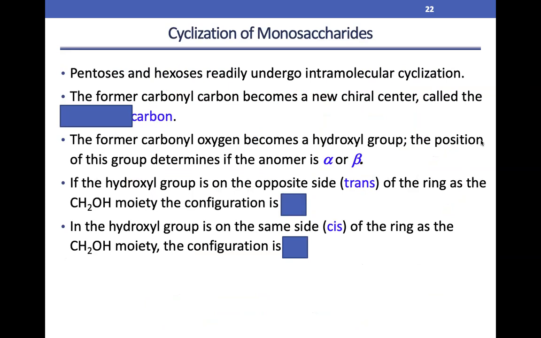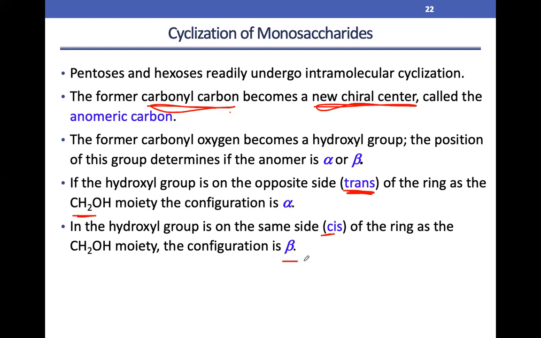Okay, what do we call the carbonyl carbon, the achiral carbon that now became a new chiral carbon? What's that carbon called? Anomeric. Perfect, it's called the anomeric carbon. And then in terms of orientation, if the hydroxyl group is on the opposite side, or on the trans side of this functional group, does that mean it's alpha or the beta configuration? Alpha. Yeah, trans is alpha and cis is beta by default. Okay, perfect.